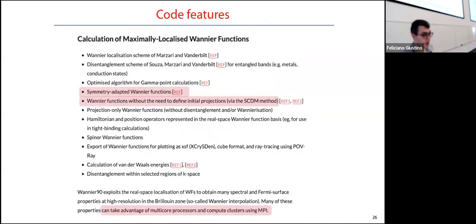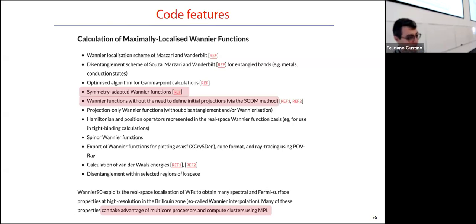What are the features of the code? Of course, you find the fundamental algorithms related to Wannier functions. You find Nicola's maximal localization algorithm. You find the disentanglement by Ivo Souza, Nicola Marzari, and David Vanderbilt. But you also find some more recent developments. Some of these I will mention in a moment. They're related to symmetry-adapted Wannier functions, so enforcing some degree of symmetry in the Wannier functions you get. A very recent implementation, well, it has a couple of years, or 3-4 years by now, is the SCDM method that I mentioned, to essentially define initial projections without having to resort to chemical intuition.